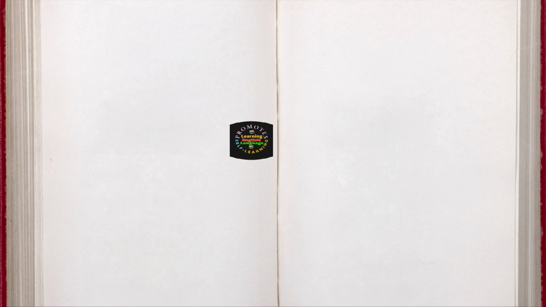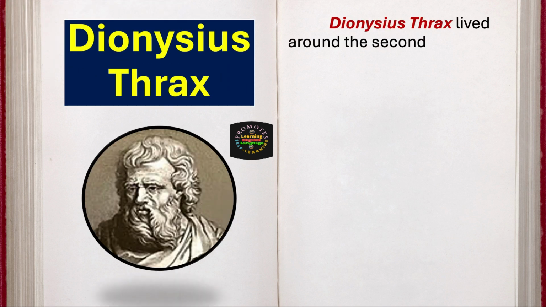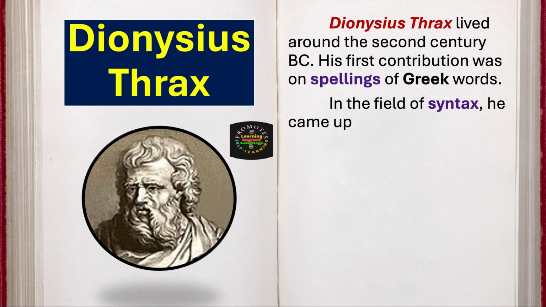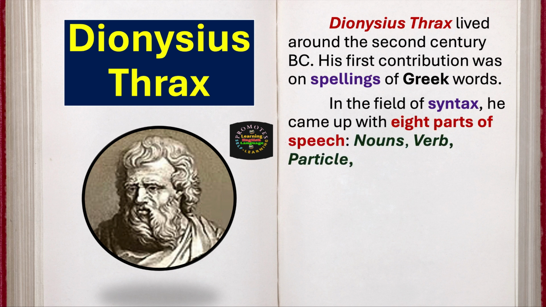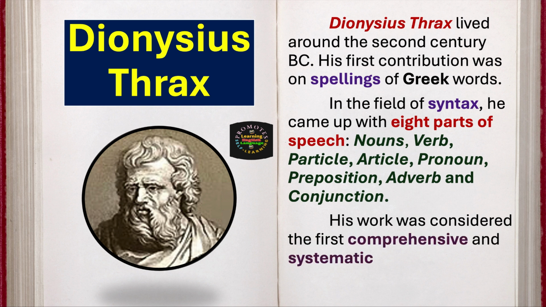We move on to the next one, Dionysius Thrax. Dionysius Thrax lived around the 2nd century BC. His first contribution was on spellings of Greek words. In the field of syntax, he came up with 8 parts of speech: nouns, verb, particle, article, pronoun, preposition, adverb, and conjunction. His work was considered the first comprehensive and systematic description of the Greek.